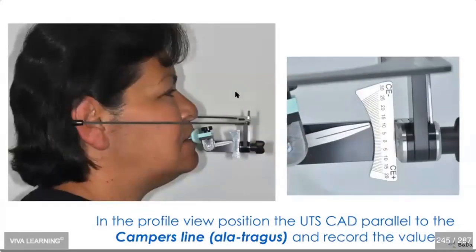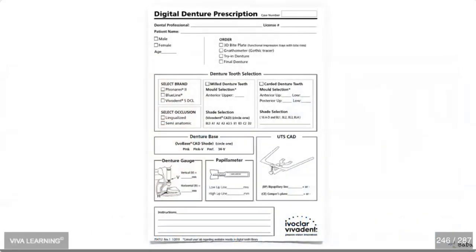The other number that the software wants is the Camper's line, a line that goes from the ala of the nose to the tragus of the ear. And then when you align that, you take the measurement, and this is the second number that the lab is going to need.